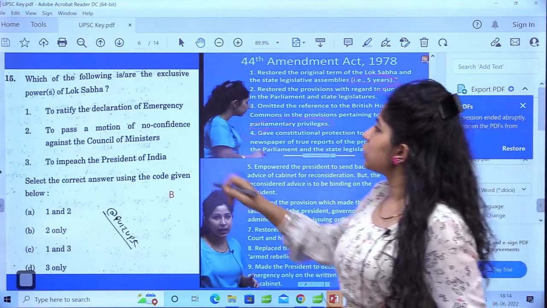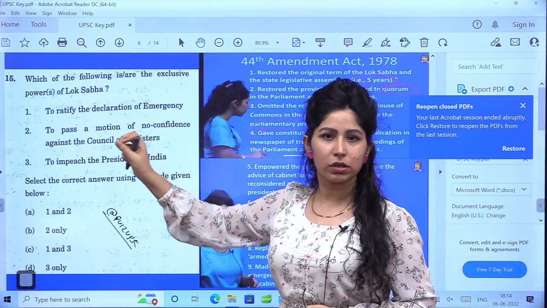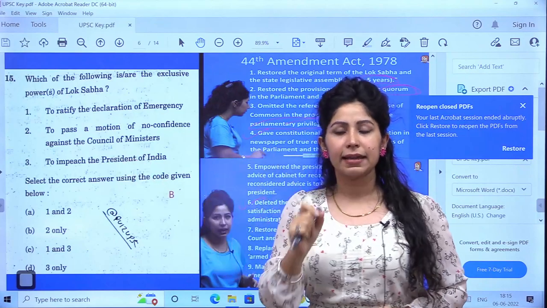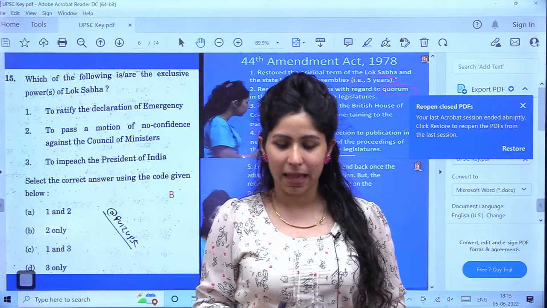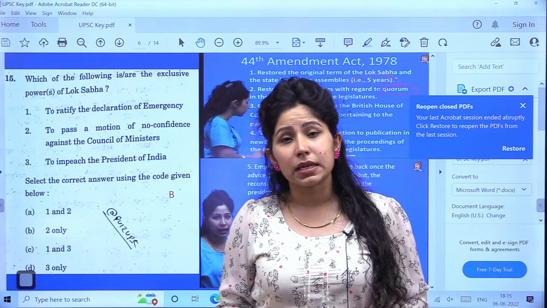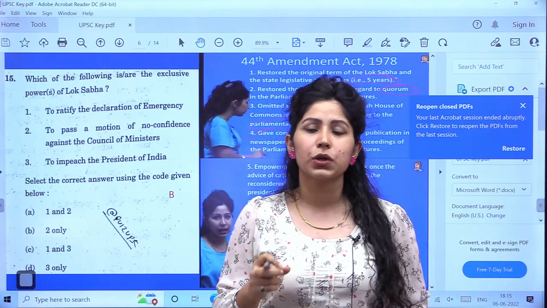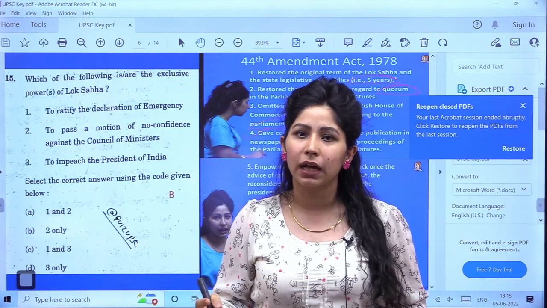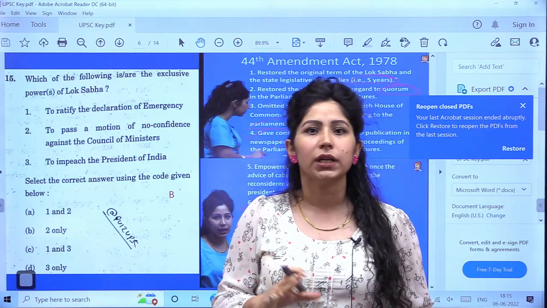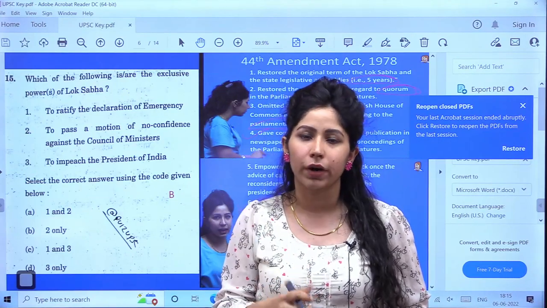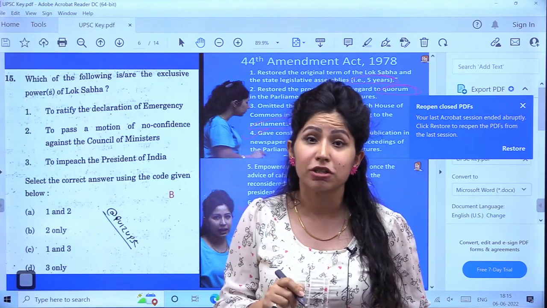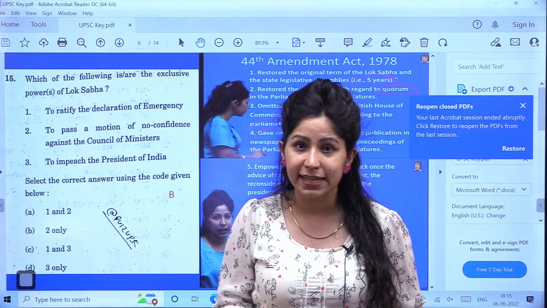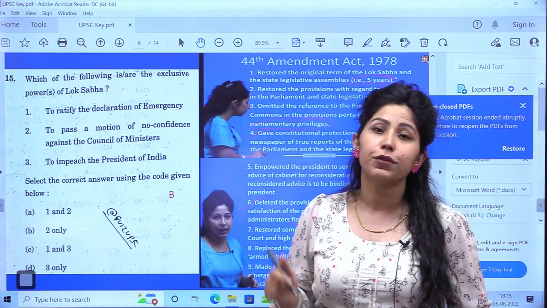The next one is, which of the following are the exclusive powers of Lok Sabha? See, in most of the questions which you see in your prelims exam, you will not know all the answers. Even the toppers, who crack prelims by a very good margin, know mostly around 30 to 40 questions about which they are sure. All other questions are handled through elimination method and intelligent guessing. So this is where the role of your knowledge comes in.